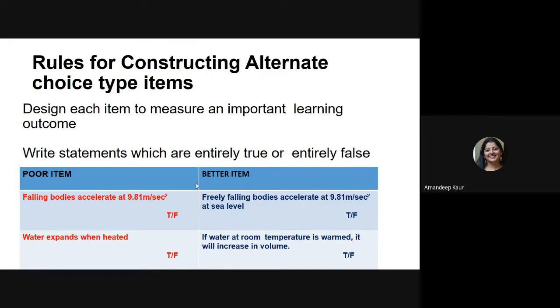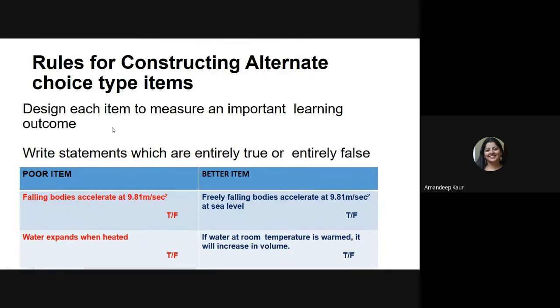As rightly added by ma'am, ambiguity, vagueness in the statement, and correct wording, these are three major requirements of an alternate choice test item. So whenever we are designing such type of test item, the very first rule that we need to follow is to write statements which are entirely true or entirely false. An example for this particular rule is statement number two, that is, water expands when heated. Design each item to measure an important learning outcome.